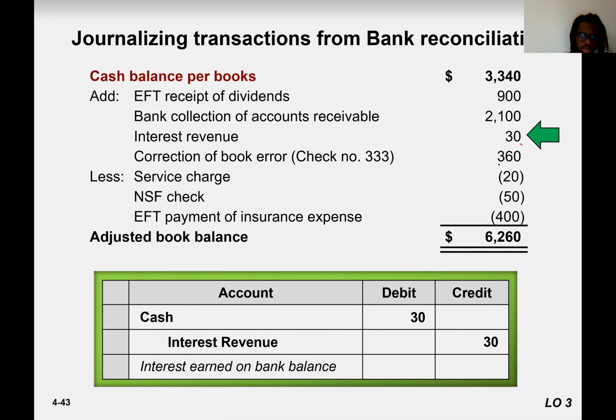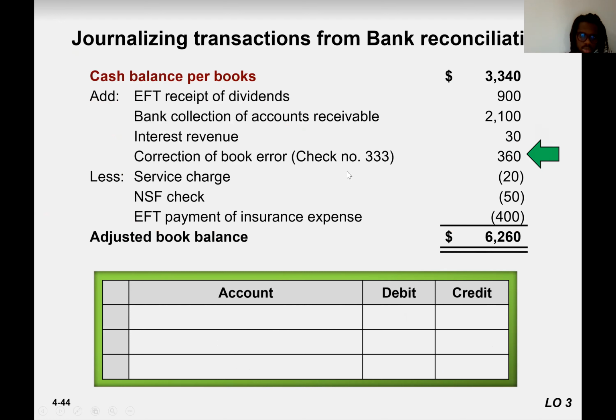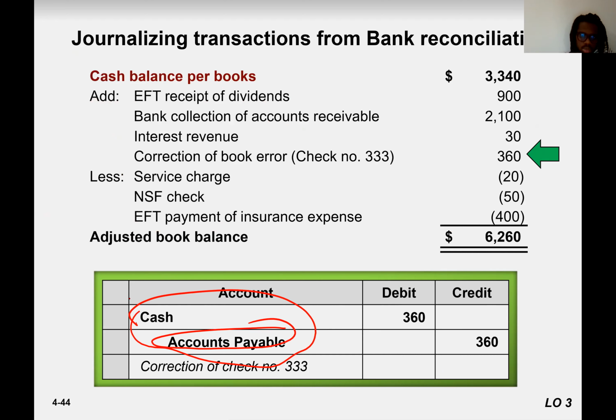Error $360, right? It means we increase our cash. Cash increase to account payable. Wrongly we charge more amount to accounts payable. Now we are doing that entry. So this is according to the error, okay? So it can be different one as well. So just remember according to the error, what's going on.